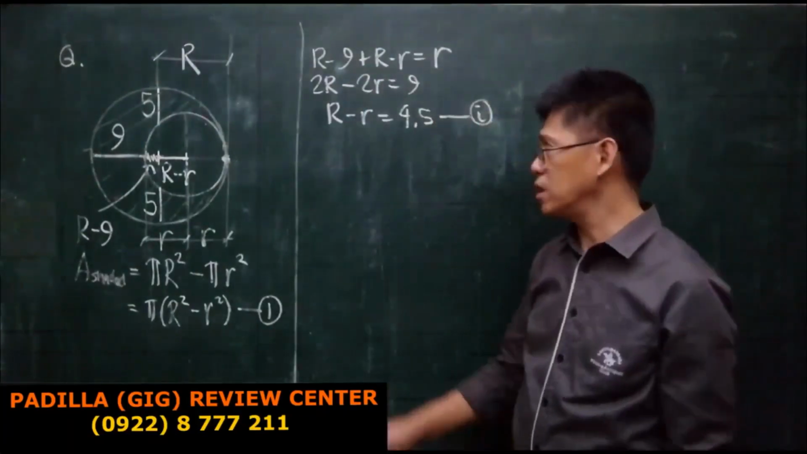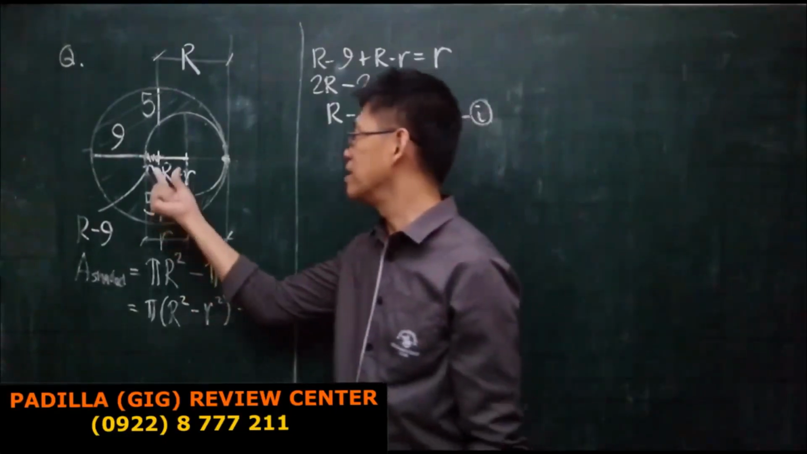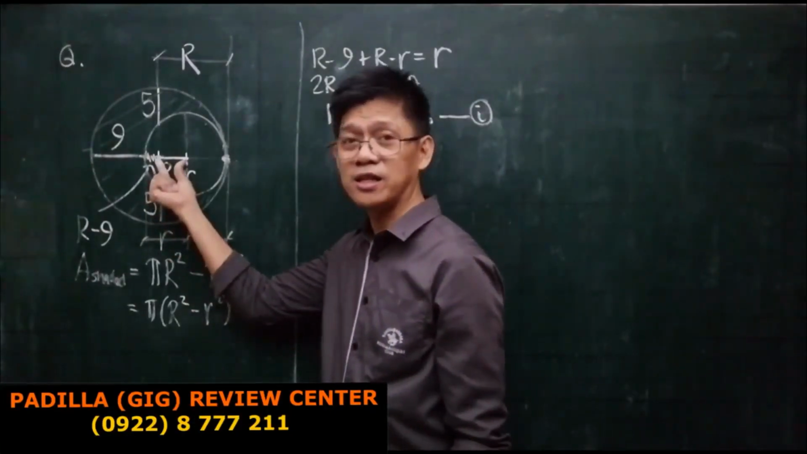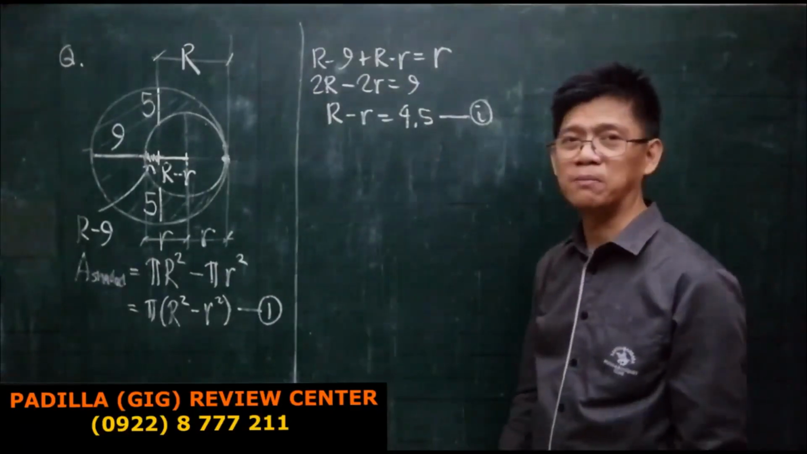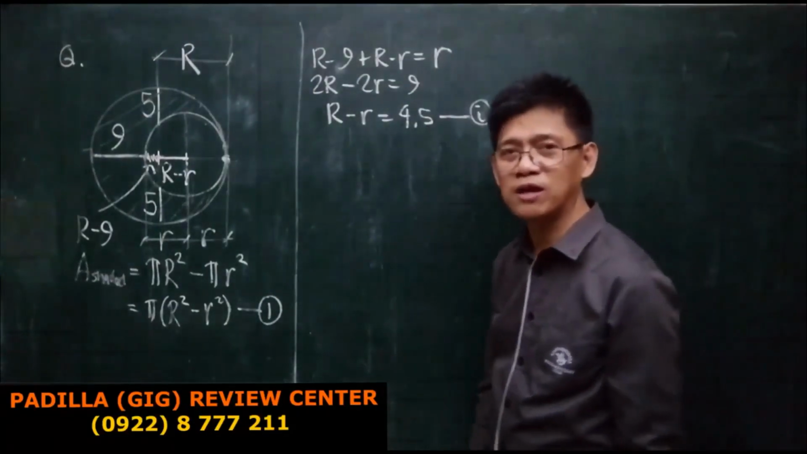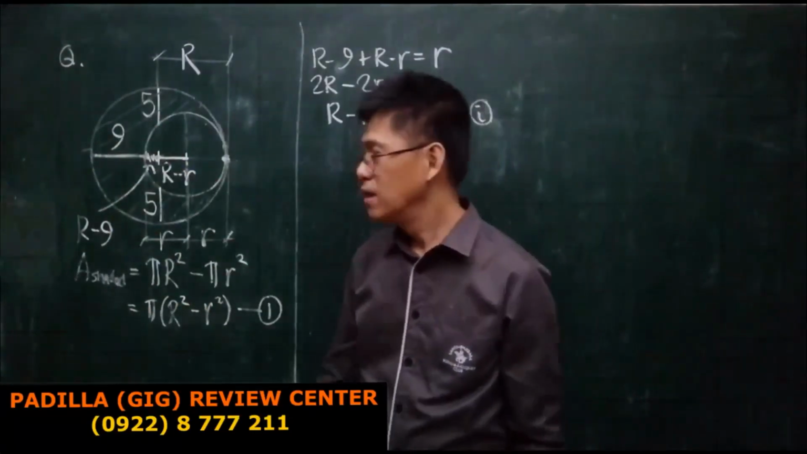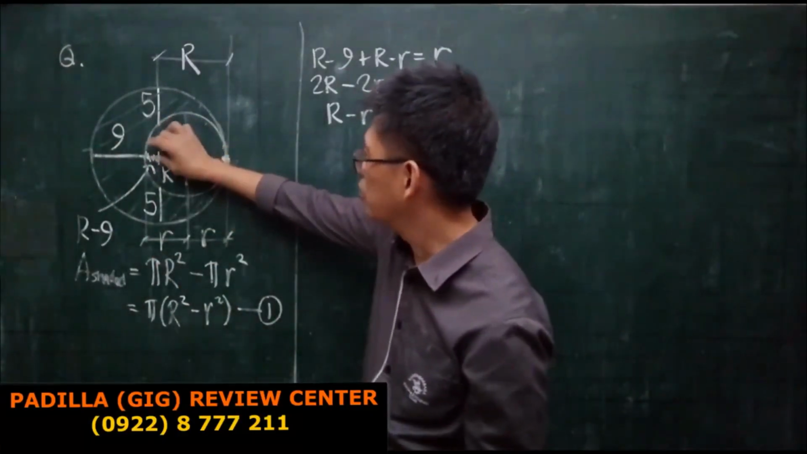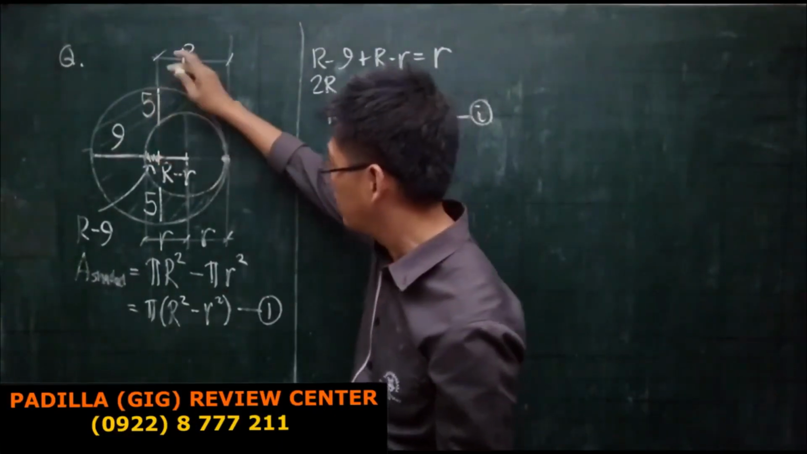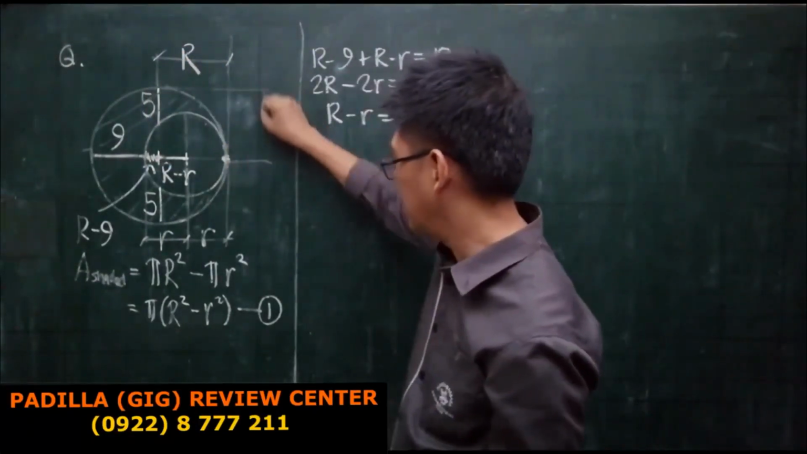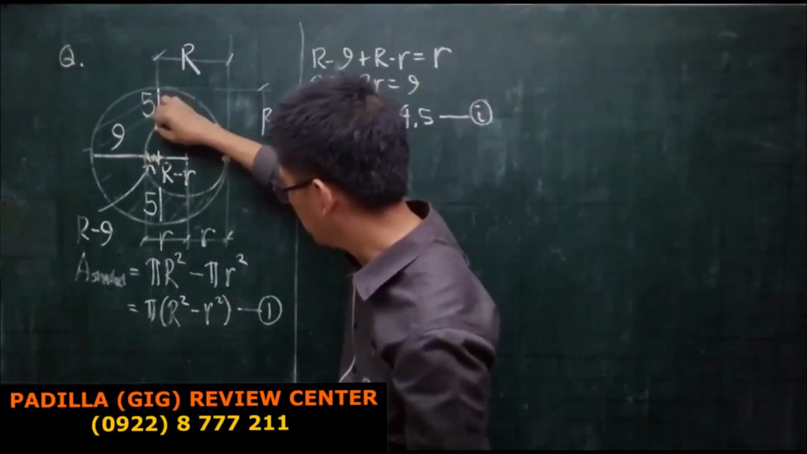Now, but before I continue, take note, this is R minus r. That is this one. So we learned that this is fixed for that particular problem to be 4.5. Now, there is one more given that we can use in the same way we use 9, and that is 5. From the center of the big circle to any point of the big circle, that is radius. This is R, right? If this is big R, and this is 5, this must be what?